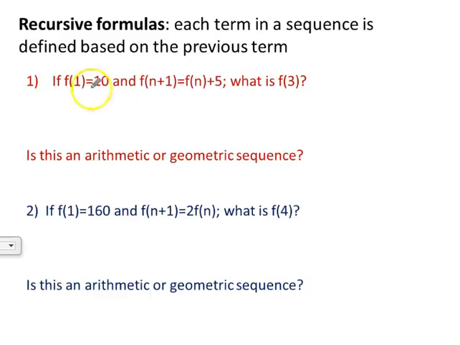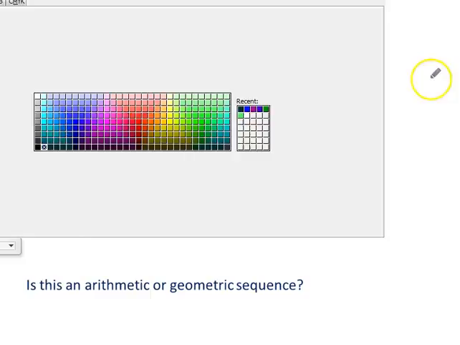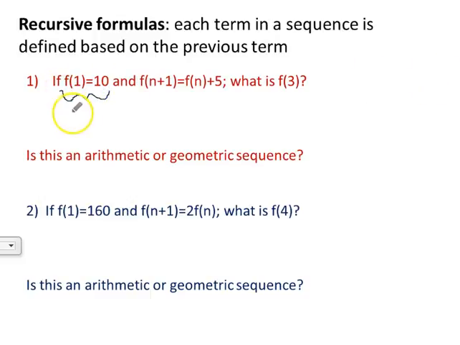So here, the first question says, if f of 1 equals 10. So what does that mean? When f of 1 equals 10, what am I getting at there? What it's saying is this is our first term. So f of 1 equals 10 lets us know that 10 is the first term in our sequence.